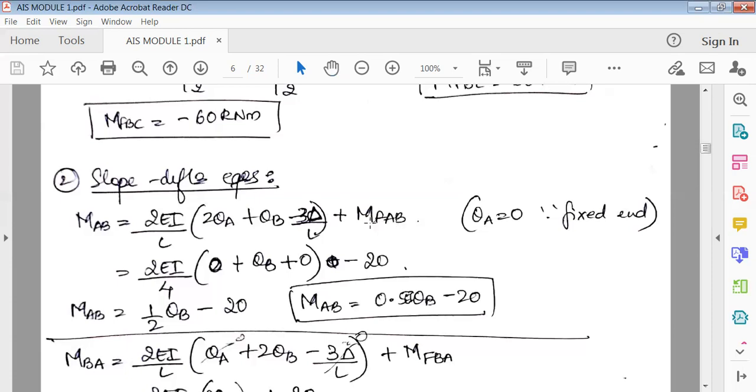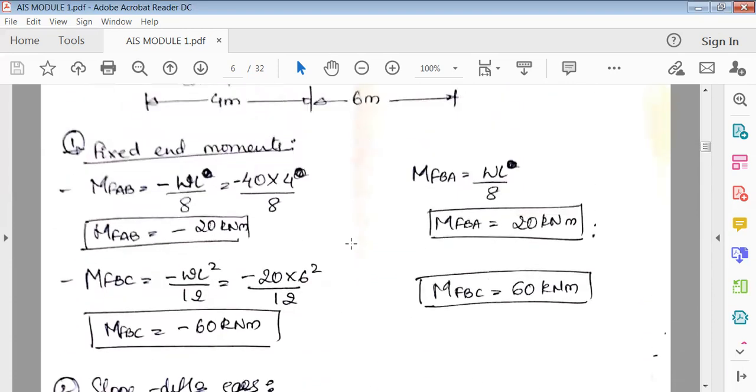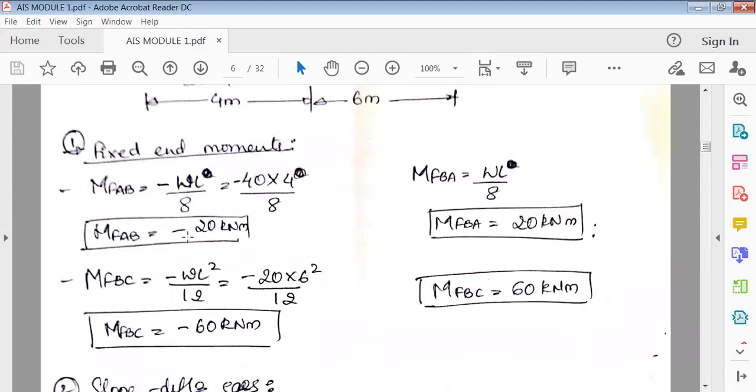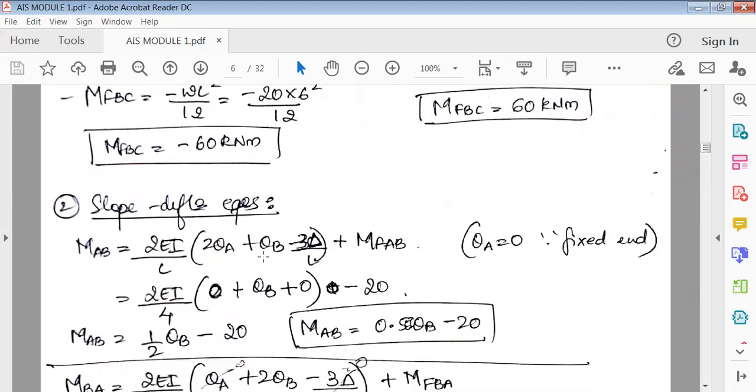Now there is a lot of difference between MAB and MFAB. MAB is the complete moment about AB, but MFAB is the fixed end moment only, from start A to B. This will occur only at the fixed support, fixed end. We have already found out this MFAB. You can see here MFAB is minus 20. So you should always consider the sign also. I'll substitute MFAB as minus 20.